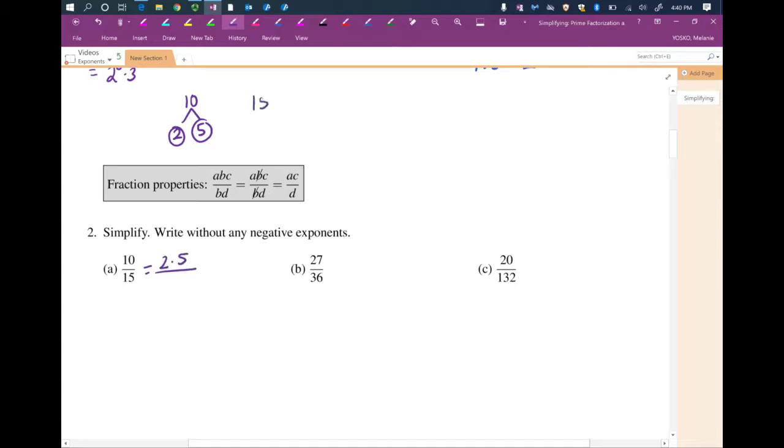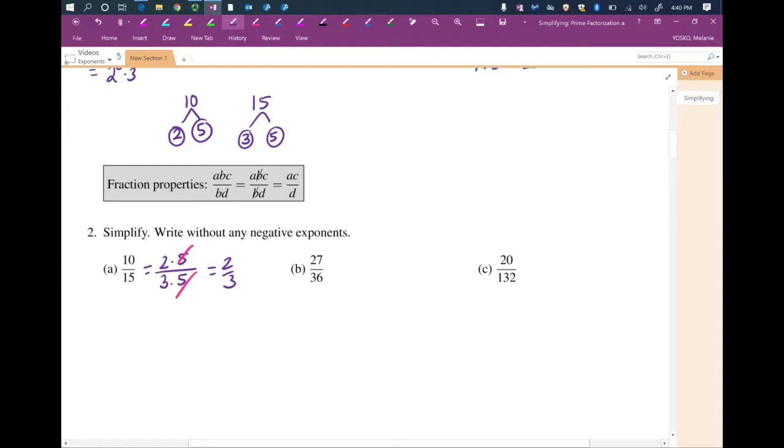And 15, let's break that down to its prime factorization. Well, that's 3 times 5. Both of those are prime. So 3 times 5. So if you look here, you have a 5 on top and a 5 on bottom, right? This fraction property says you can cancel those if they're the same. So the 5's cancel. You're left with 2 over 3.